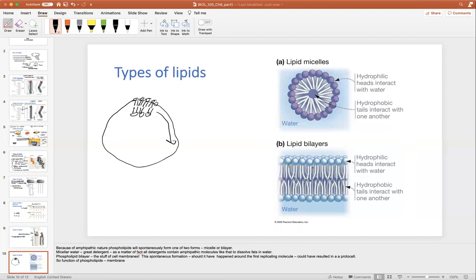And what that does is it means that this part here interacts with the water fine because that's where the negative charges are. This part here interacts with the water fine. And these fatty acids, they're happy being together because what we talked about before is that nonpolar molecules tend to be attracted to other nonpolar molecules. One of the rules in chemistry is that like dissolves like.